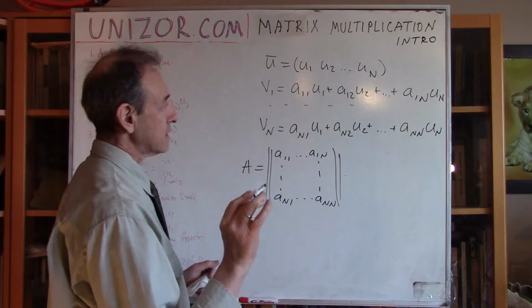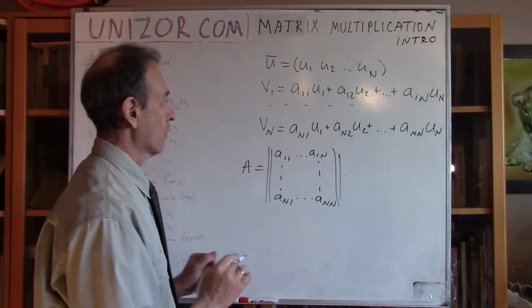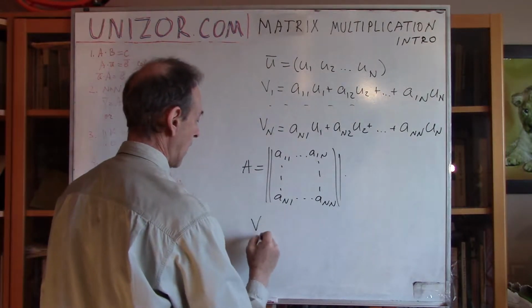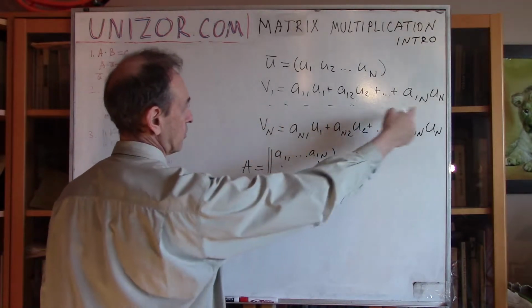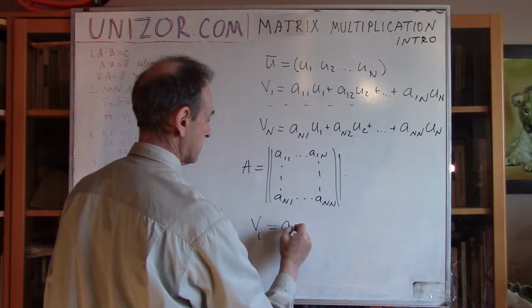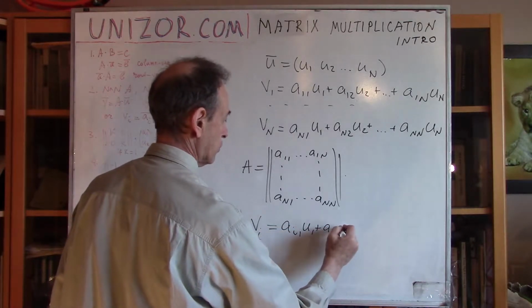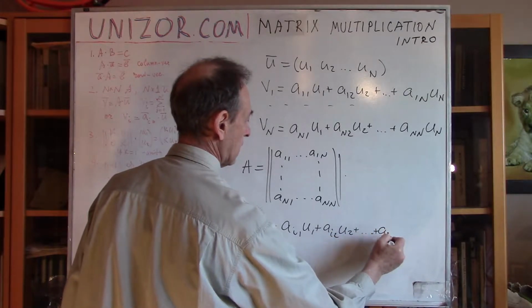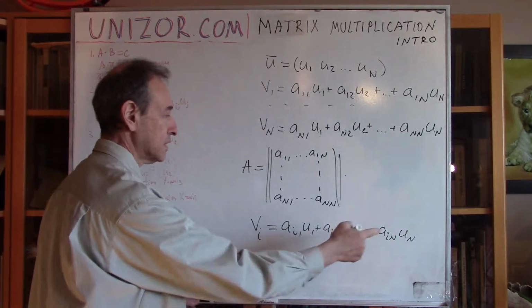Now, let's think about this in slightly shorter format. What is the i-th coordinate of the v? Well, the i-th coordinate from this would look like this: a_i1 u1 plus a_i2 u2 plus etc. plus a_in un. Now, what does it remind you?